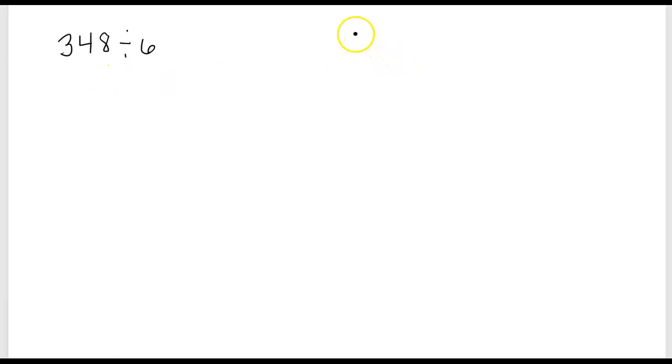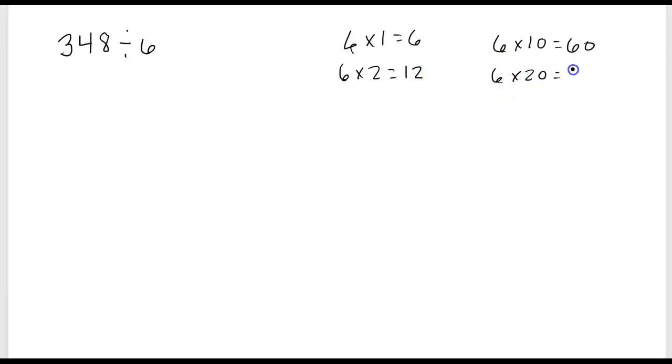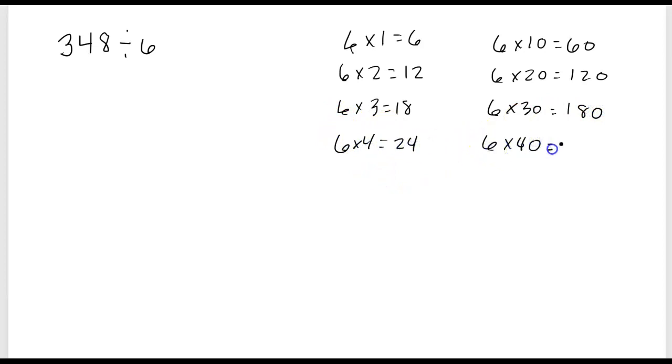So once again, I'm going to brain dump. I know 6 times 1 is 6. If I know 6 times 1, then I know 6 times 10. That's going to be 60. 6 times 2 is 12. So that means 6 times 20 is 120. 6 times 3 is 18. So that means 6 times 30 is 180. 6 times 4 is 24. So I know 6 times 40 is 240.